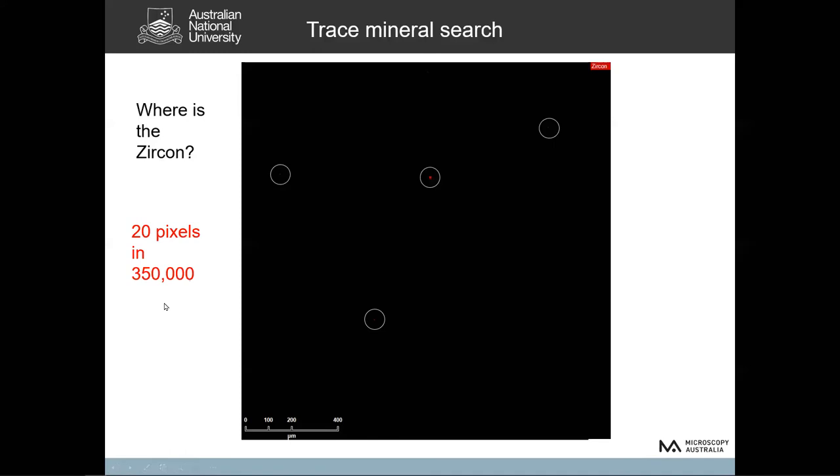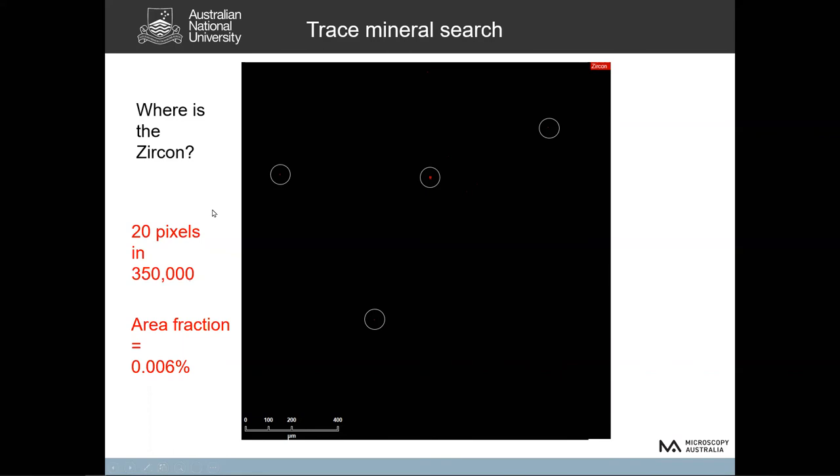in over 350,000 pixels, which are in this single tile, or map, sorry. So it's quite sensitive in terms of picking up trace minerals. And the area fraction is only 0.006% in this case.